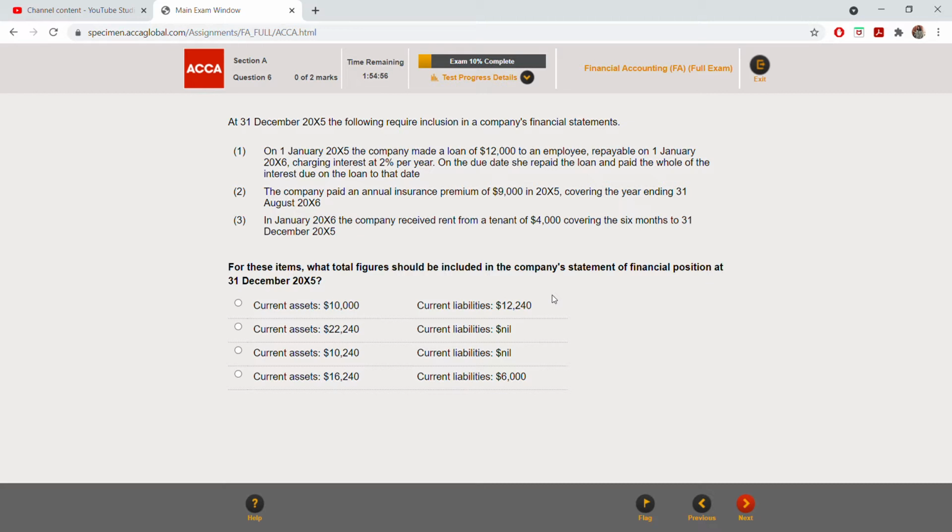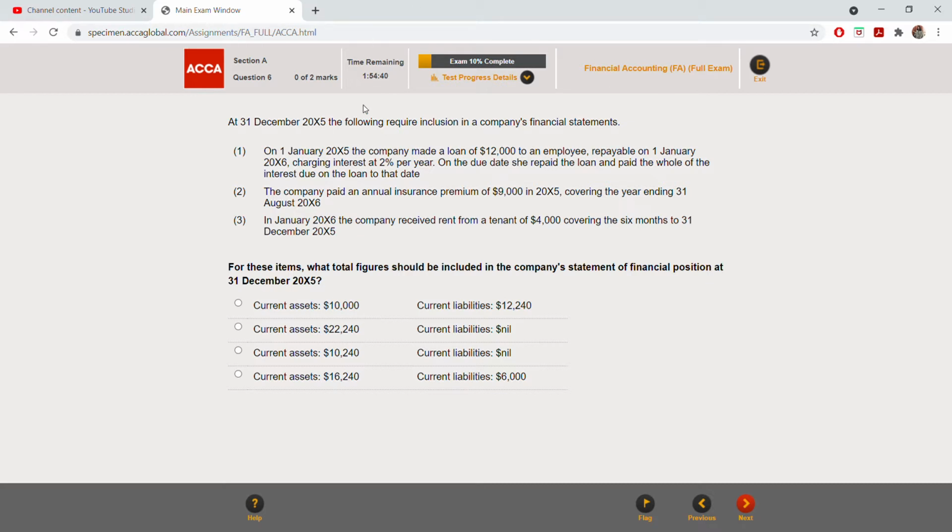So, at 31st December 2005, the following require inclusion in the company's financial statements. The requirement is asking for each item what total figure should be included in the company's statement of financial position. Basically, what should be in the current assets and what should be in the current liabilities.